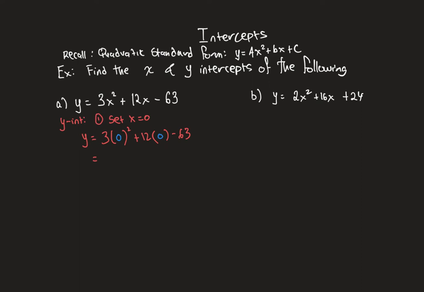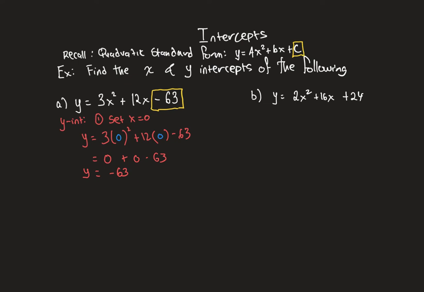0 squared is 0. 0 times 3 is 0. 0 times 12 is 0 minus 63. 0 plus 0 minus 63 is minus 63, which is my y-intercept. If you'll notice, though, minus 63 is my last number in my equation, which is essentially, if you remember standard form of ax squared plus bx plus c, it is my c value.